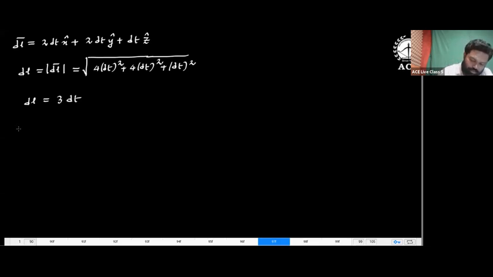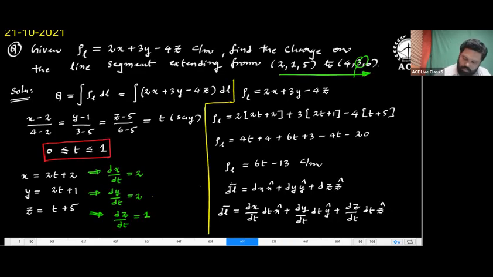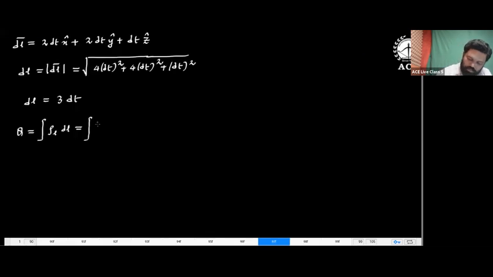Just find out the total charge. Q is equal to integral of rho L into dl. What is rho L? This is rho L, minus 6t minus 13, into dl. What is dl? 3 into dt. Perform the integration here: 3 into 6t square by 2 minus 13 into t.